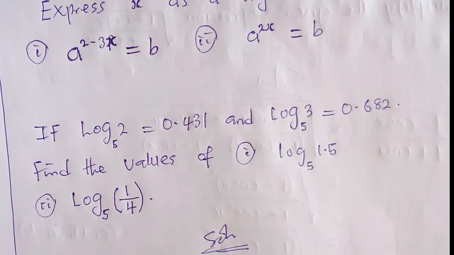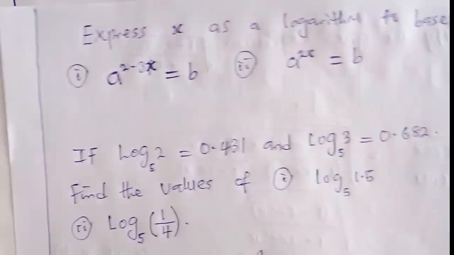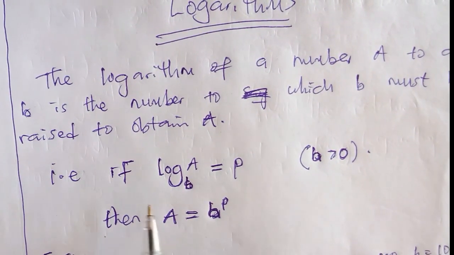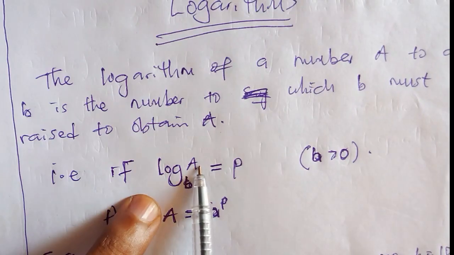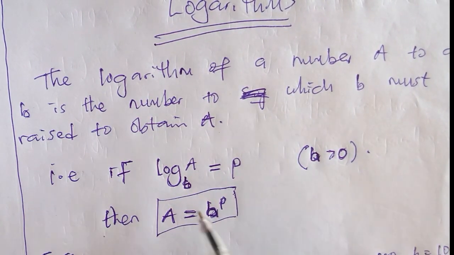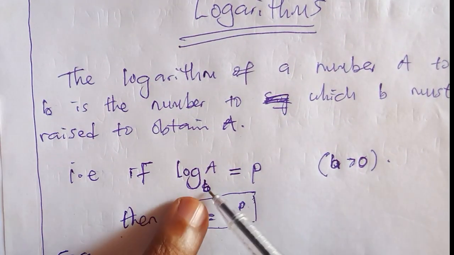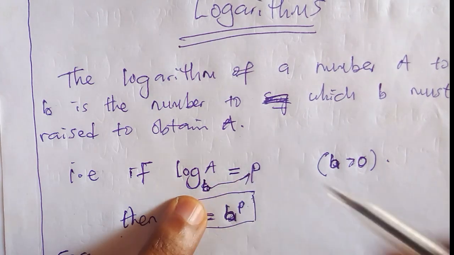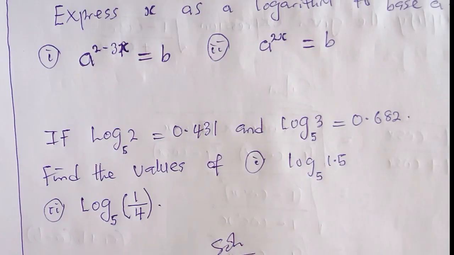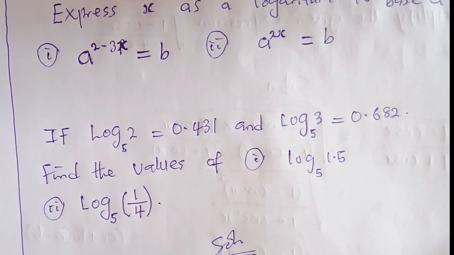To solve this, remember what we did when we defined logarithm. We said that if log b to the base a is equal to p, it means that a raised to the power of p is equal to b, which means that the base a stays as the base, while p becomes the power.